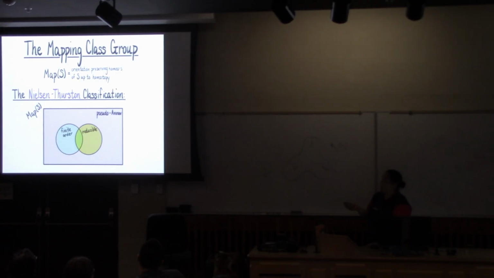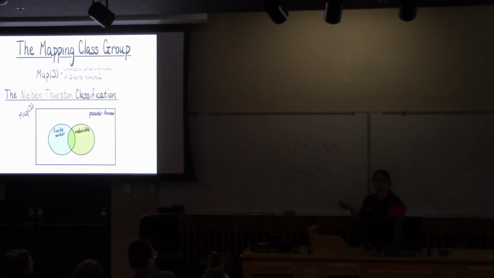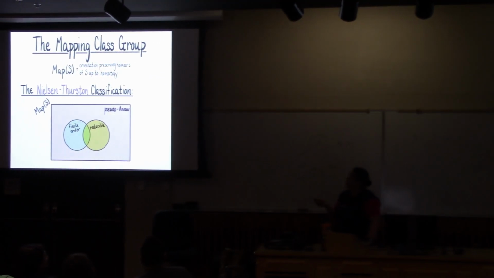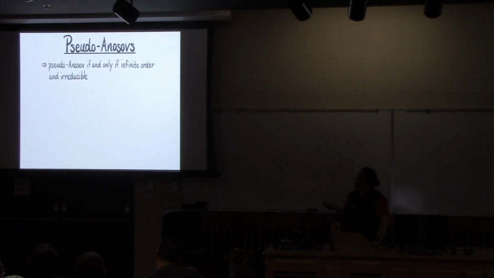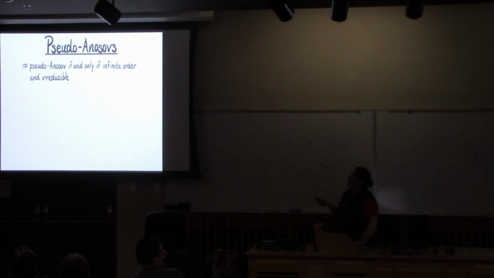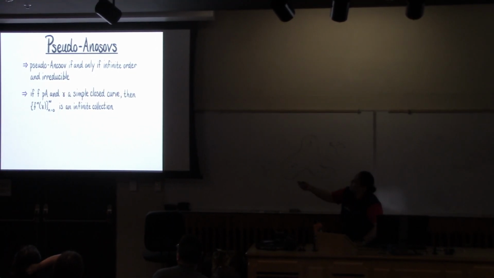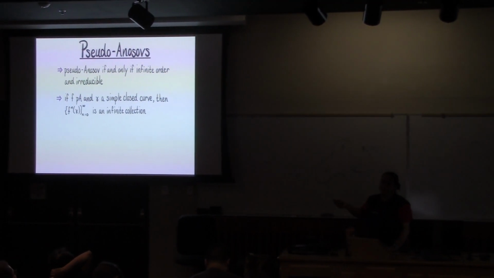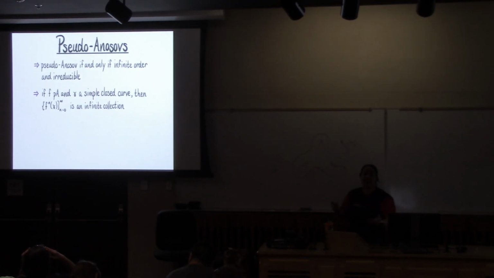Okay, but there's something now very powerful that we get out of this classification, right? Which is that not only are pseudo-Anosovs the maps which have this invariant flat structure, this pair of invariant foliations, they're also exactly characterized as those which are infinite order and irreducible. Okay? So this is a consequence of the Nielsen-Thurston classification. In particular, they're exactly the elements of the mapping class group which, if we take a simple closed curve on my surface and iterate on that, we're going to get an infinite collection of distinct simple closed curves, right? Okay?